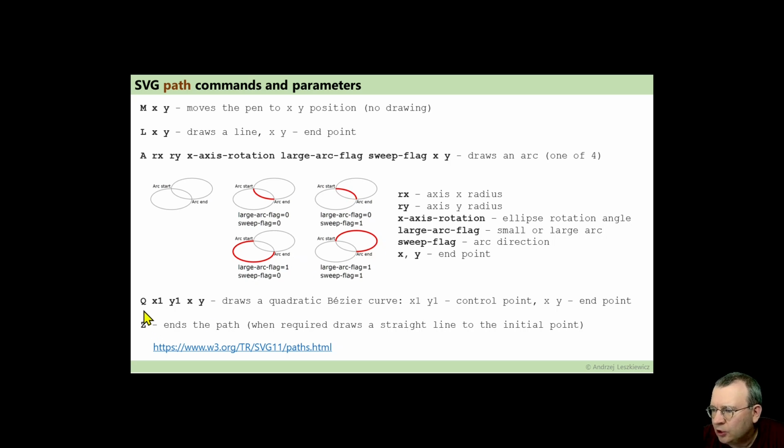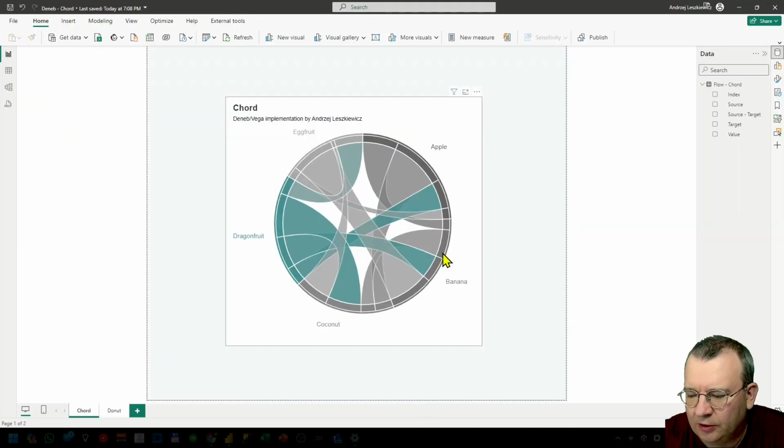The next command is Q, which draws quadratic Bezier curve from current point to the end point using a single control point, which defines how curved is this curve. And Z command ends the path and, when required, draws a straight line to the initial point. So let me open the Deneb custom visual and show you what is inside.